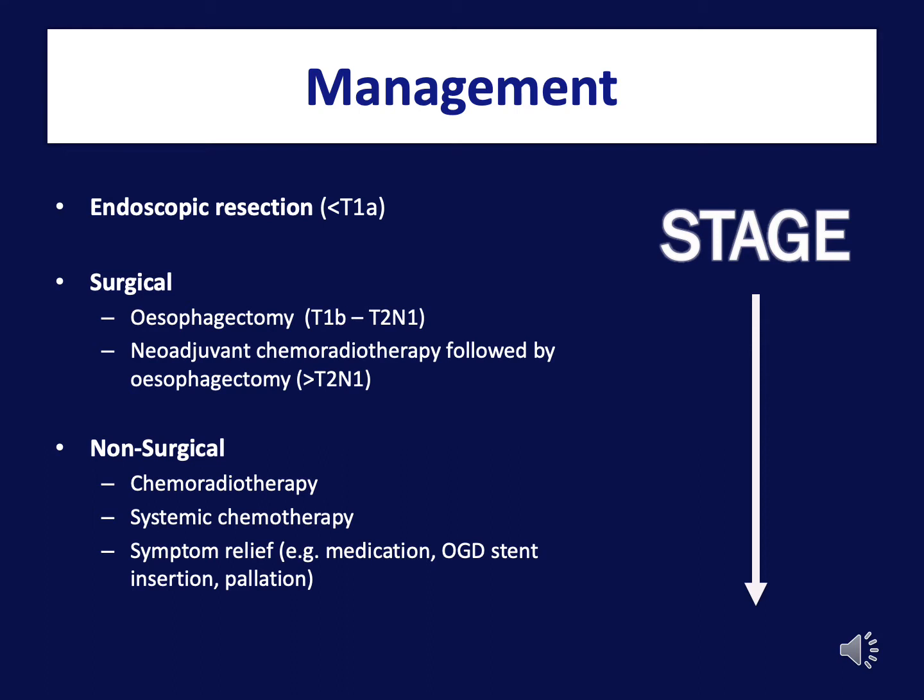So if you're in an exam situation, you'd say, my management would be guided by stage and grade. For low-scoring cancers, this could begin with endoscopic resection. Moving on, esophagectomies plus or minus chemoradiotherapy. And finally, for advanced cancers, supportive treatment, systemic chemotherapy, or palliative measures if appropriate.